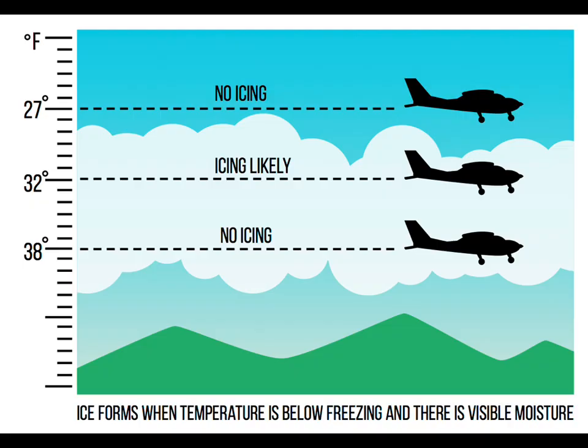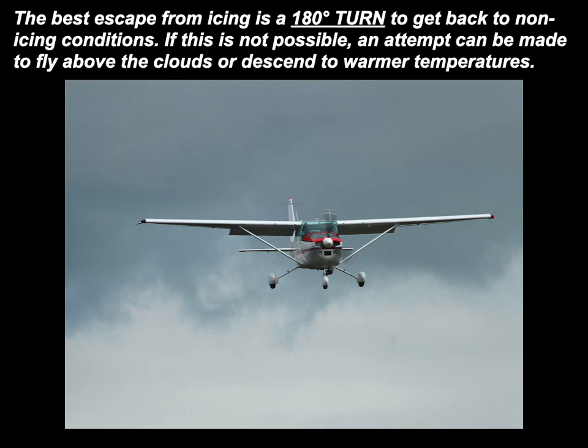Icing occurs when the temperature is below freezing and there is visible moisture, so it can be avoided by staying out of the clouds. If you inadvertently fly into icing conditions, the best escape is usually a 180-degree turn back to non-icing conditions. If this is not possible, an attempt can be made to fly above the clouds or descend to warmer temperatures.